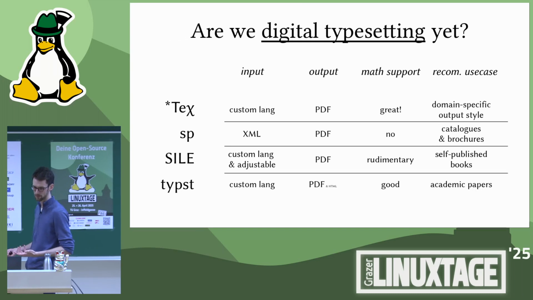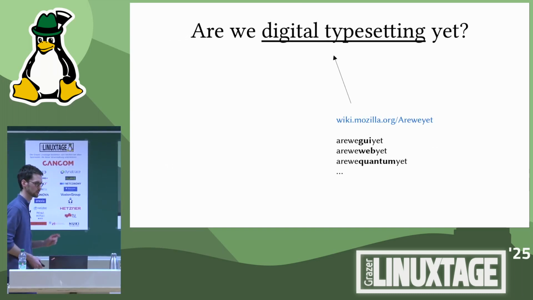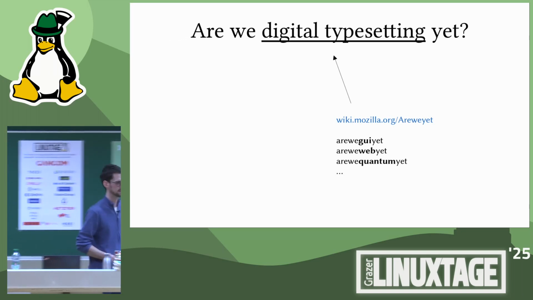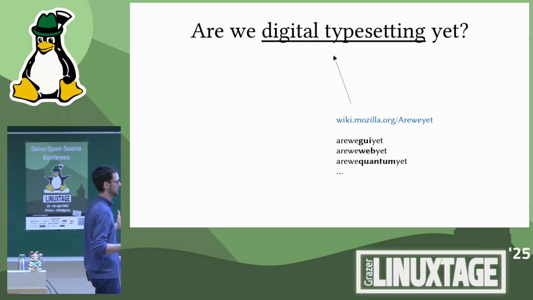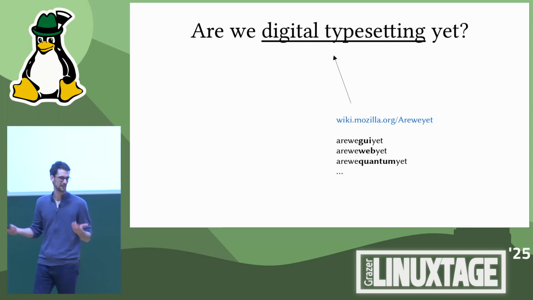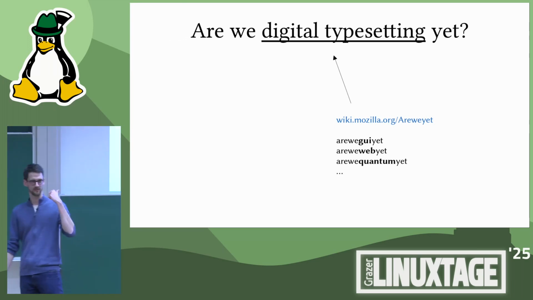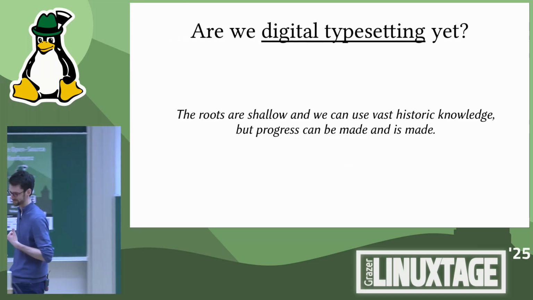So this is my summary for the software at hand. This question I posed, are we digital typesetting yet, is just a running gag from the Rust community. Are we GUI yet? Are we web yet? Are we quantum yet? They are asking, are we ready for this domain? So I'm asking, are we ready for digital typesetting yet?